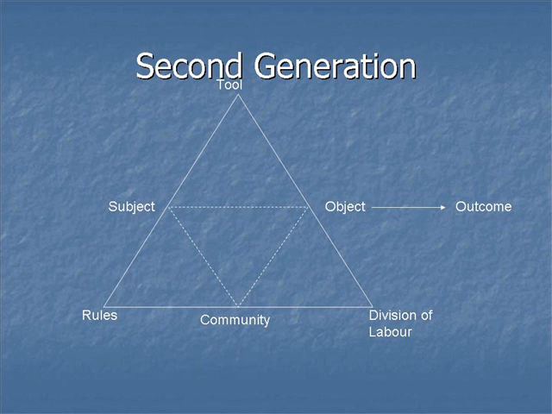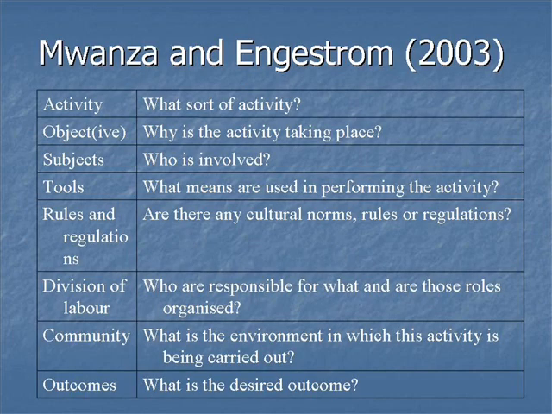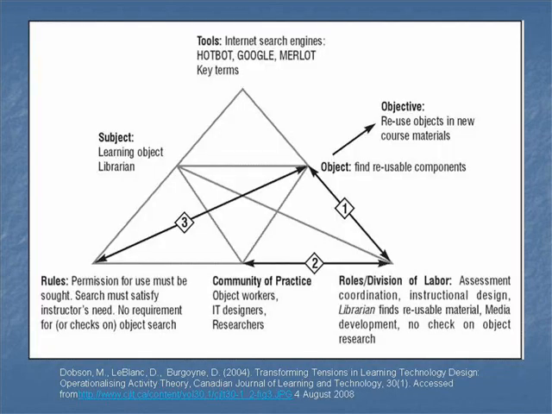The purpose of this exercise is to make explicit these ideas of what are the tools, who are the subjects, what are the objects, what are the rules, community and division of labour. So what it gives you is 8 categories of information to work with. This particular analysis was about use of reusable learning objects, and the object of the exercise was to find reusable object components so that they could be used in new course material.